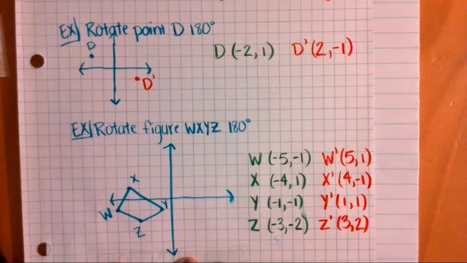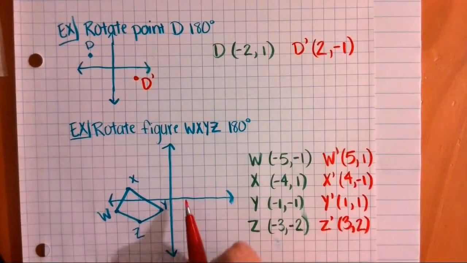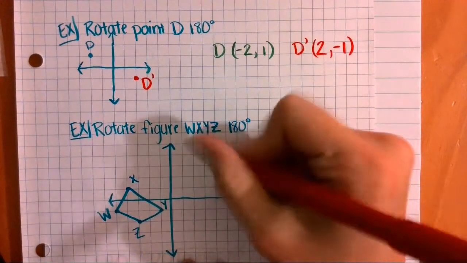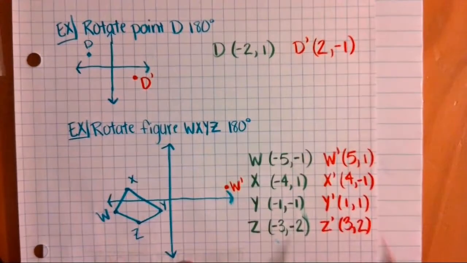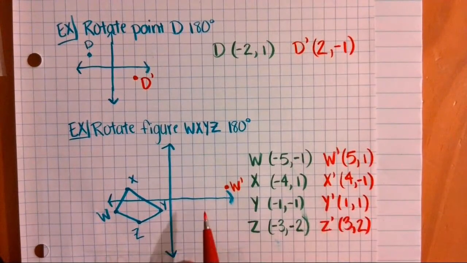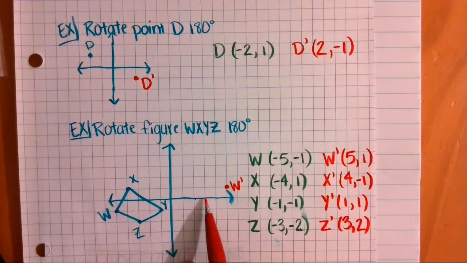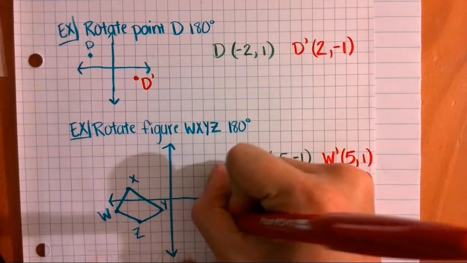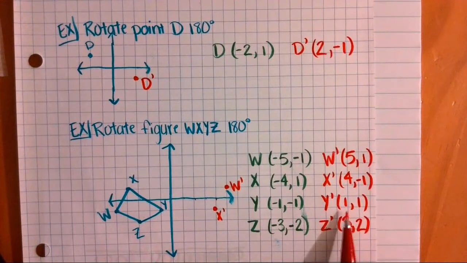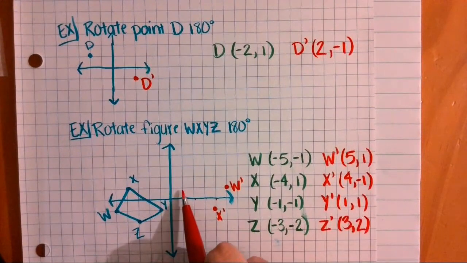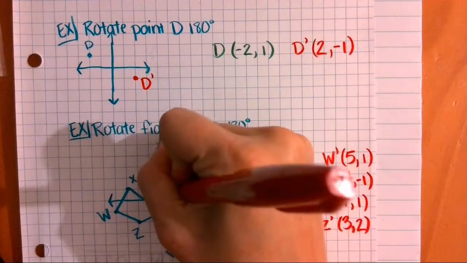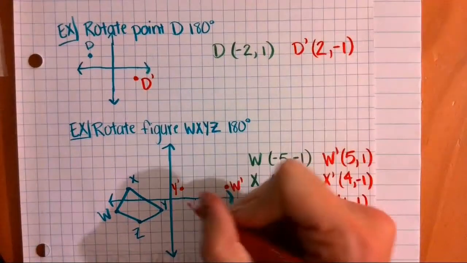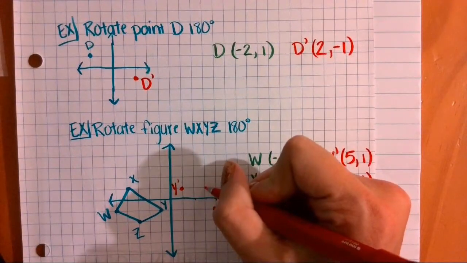Now I'm going to plot my points, and I'm going to label them as I go just to make sure that I don't mess anything up. So I'm going to start at 5, 1. So 1, 2, 3, 4, 5, and we go up 1. And that becomes W prime. X prime is at 4, negative 1. So 1, 2, 3, 4, down 1. And that's X prime. Y prime is at 1, 1. So we go right 1 and up 1. And that's our Y prime. And finally we have Z prime, which is at 3, 2. So 1, 2, 3, and up 1, 2.